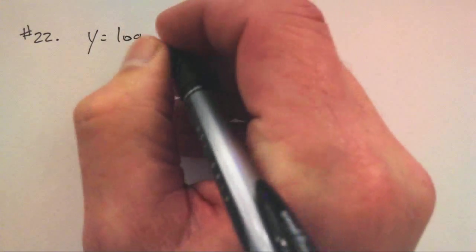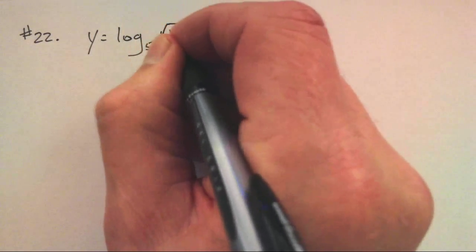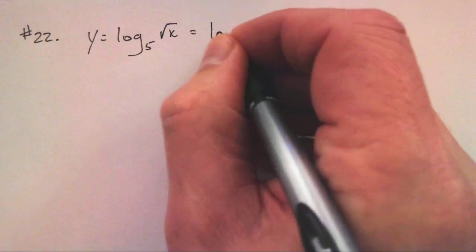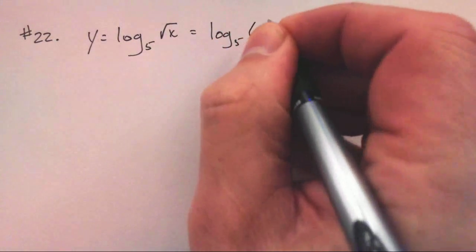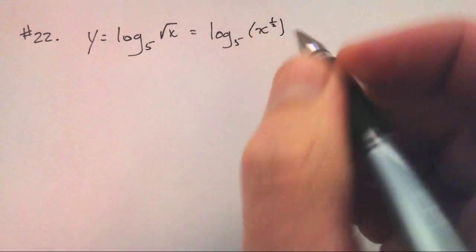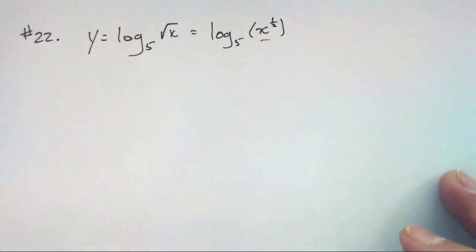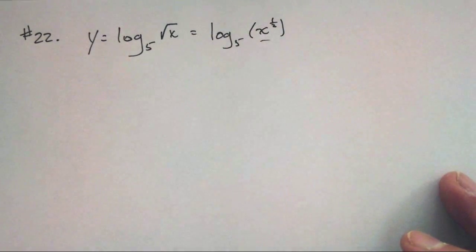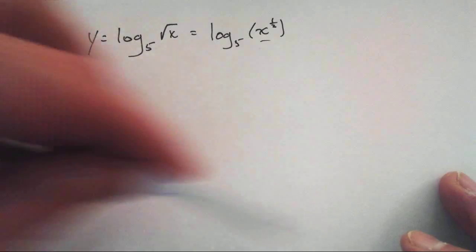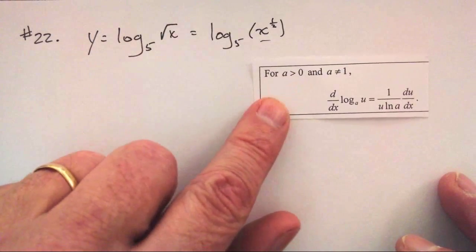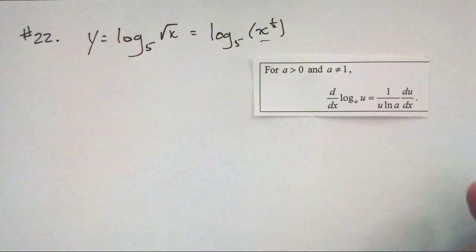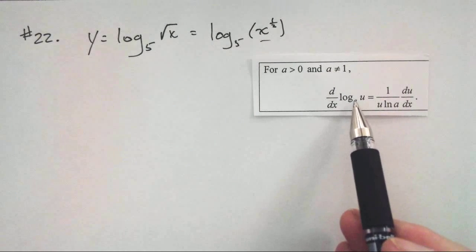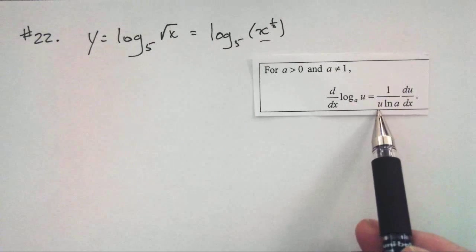Here we have y equals log base 5 of the square root of x, which we may want to think of as log base 5 of x to the 1/2, because I know somewhere down the road this is going to be a baby function. Let's see. New snippet, the word for the day. Log base a of u. Well, if this was ln, it would just be 1 on u.